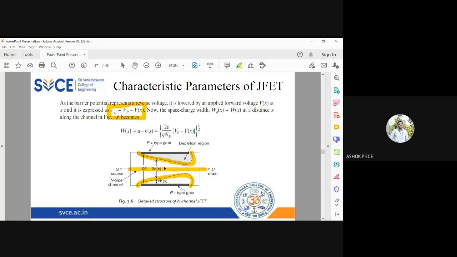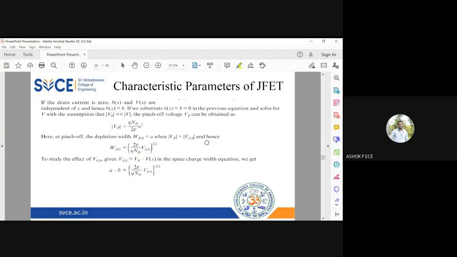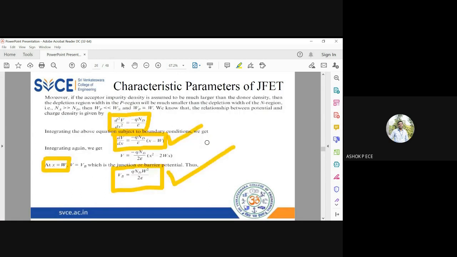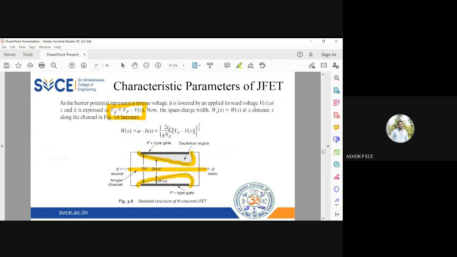Since we have symmetry, we will find it for one side only, and if you multiply by 2, you will get the answer for both sides. So A minus B of x, and we are substituting that. See the previous voltage expression we got, 2 epsilon by q Nd into V naught minus V of x, power half. So this is the expression we get when we compute the space charge width.